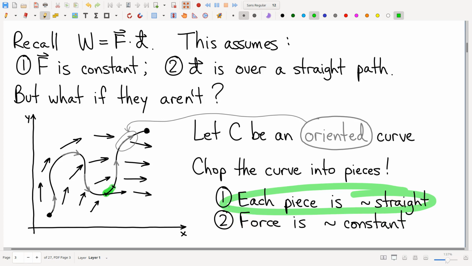Furthermore, the vector field is not exactly constant, but it's approximately constant in the sense that what the vector field is looking like there and what it's looking like just a few inches over, probably not that different, again, because it's getting smaller and smaller. So we just chop it up into little pieces and then add up on those pieces. Is that cool? All right.